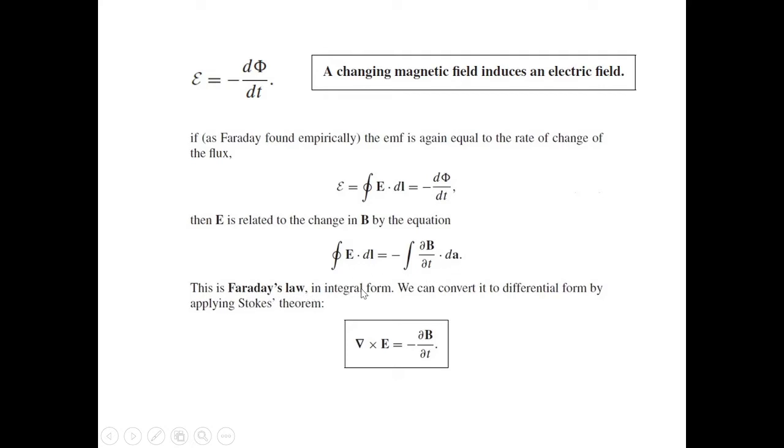In the integral form, we can convert it into differential form by applying Stokes' theorem. Del cross E equal to minus del B divided by del t. This is Faraday's equation. Next we are moving to the experimental part with some videos.